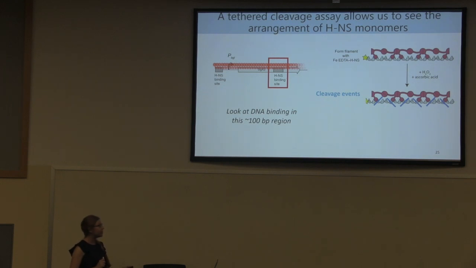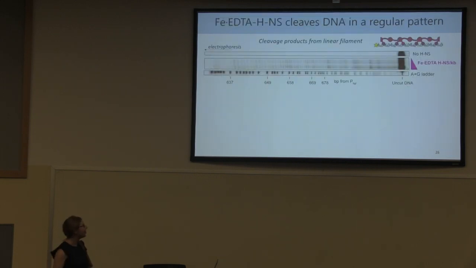And I can then observe these cleavage events by running these DNAs, which have been labeled, on a gel. And so here is my one and only gel for my talk to show you these different cleavage events. At the top, I'm showing you the DNA by itself with no H&S. So I have one DNA product that's this big black blob at the top here. And if I add in my iron labeled H&S, what I observe is all these different shorter DNA products. And it seems to be at nearly every base on the DNA. But I did notice that some of these bases were cut more than others.